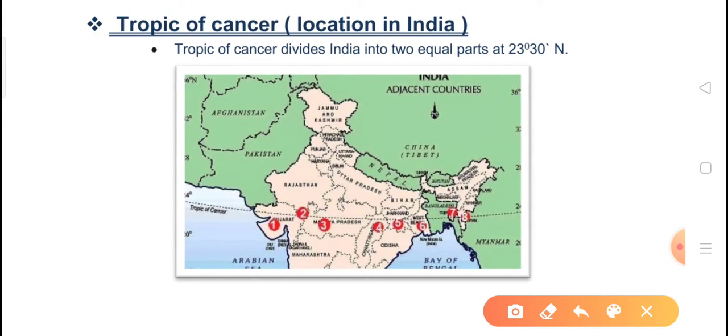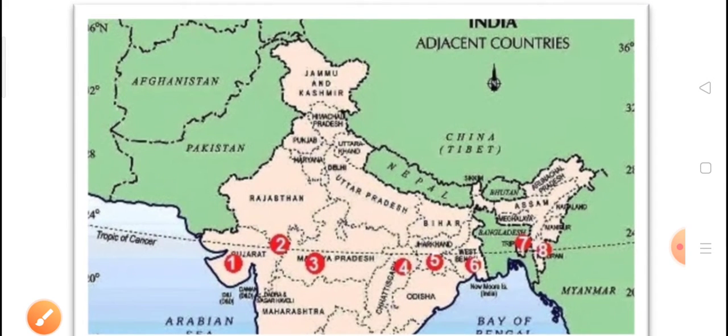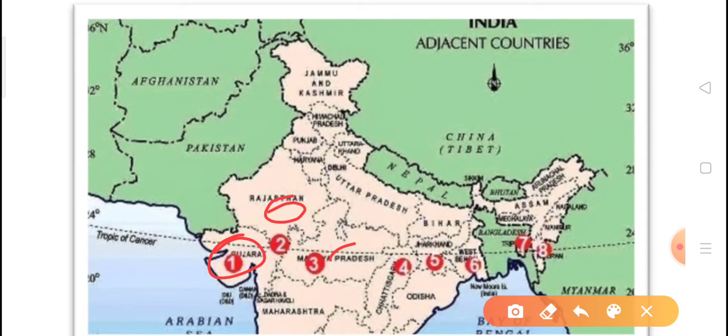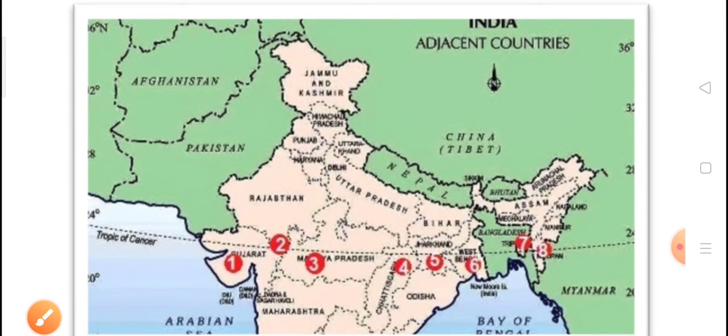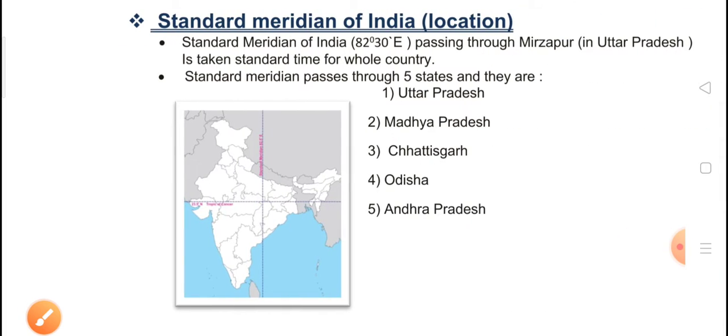Next is Tropic of Cancer. So Tropic of Cancer divides India into two equal parts at 23 degree 30 minute north. And it passes through some states of India and they are Gujarat, Rajasthan, Madhya Pradesh, Chhattisgarh, Jharkhand, West Bengal, Tripura and Mizoram.